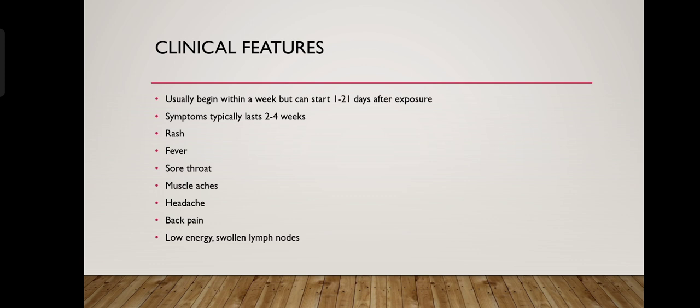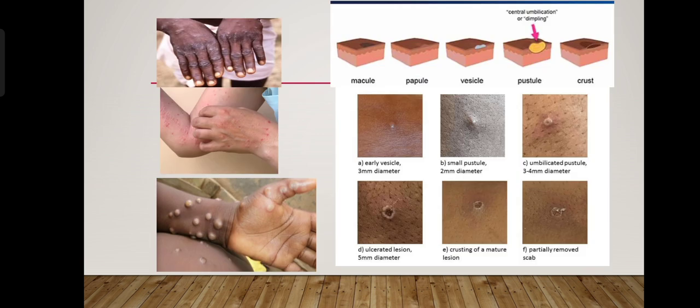So these are the rashes. First it appears as a macule, papule, and then vesicles, pustules, and crust. These are the four stages it goes through. Below that, it shows how the lesions dip in the center before crusting over: early vesicles, small pustules, and then umbilicated pustules. It starts to dip in the middle, then ulcerated lesions, and then crust, and then the crusts fall off.